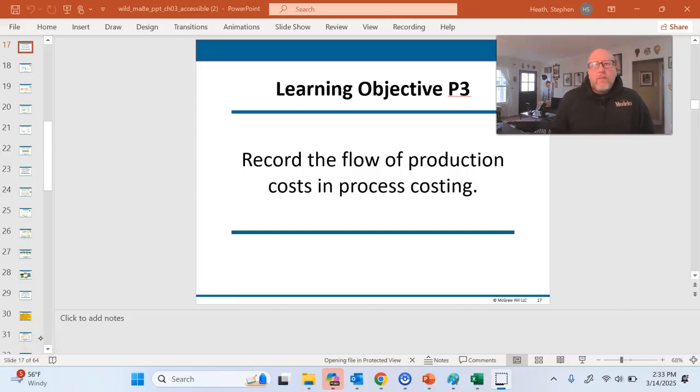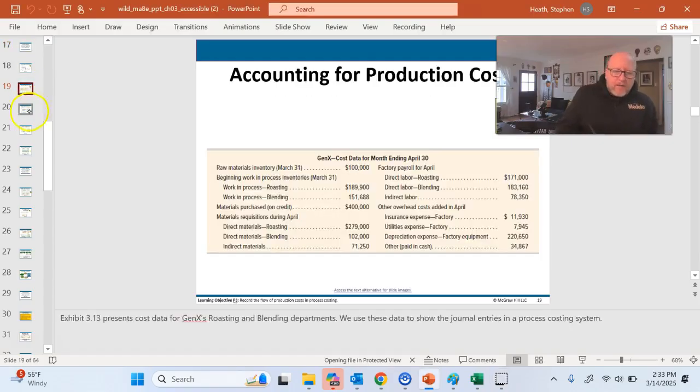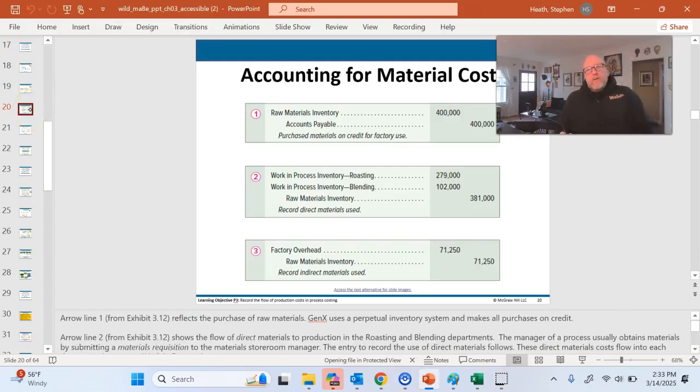Okay, in this video, I'm gonna walk you through recording costs through the production process, doing the journal entries essentially. And I'm not gonna go with a lot of the slides, but we can certainly talk about the first one. So remember, if we're thinking about the beginning of the process, we have raw materials, and then that transfers over to work in process.